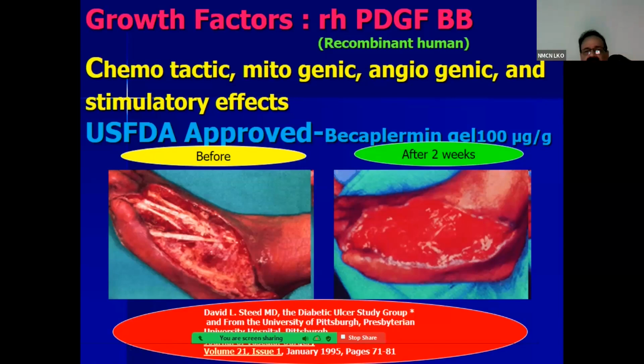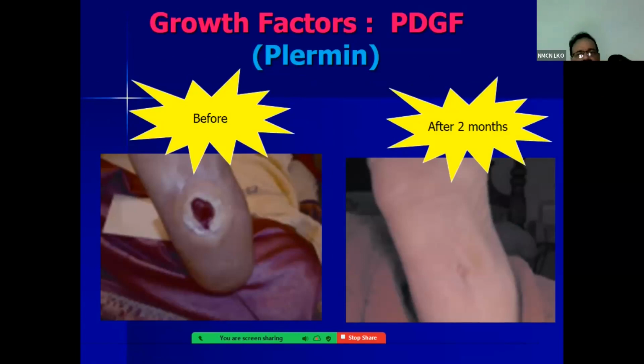This is a wound before and after use of the recombinant platelet-derived growth factor BV type. This is before and after 2 months of Plarmin.